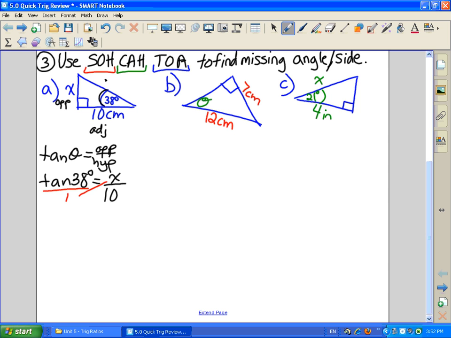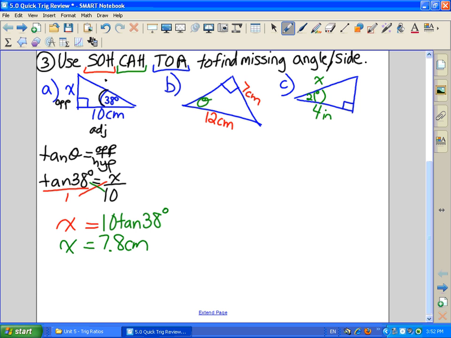So 1 times x is x equals the other cross, which is 10 times tan 38, which is 10 tan 38. Okay, and then you just plug that in the calculator, 10 tan 38. Or if you have the old calculator, you might want to go 38 tan times 10. Okay, and if we round it to 1 decimal place, that's going to be 7.8 centimeters.